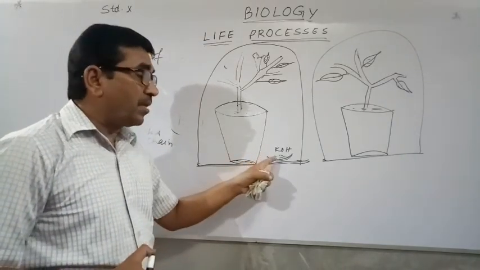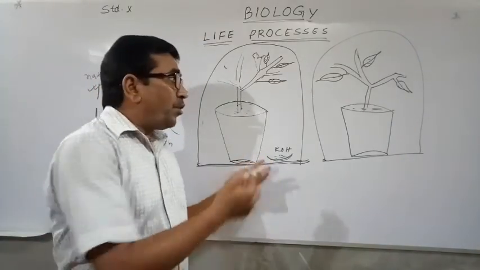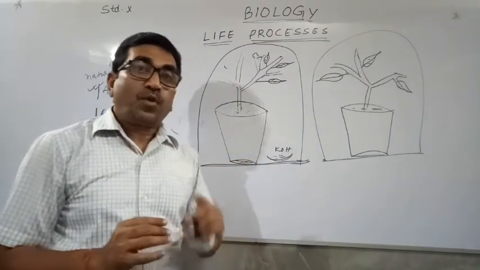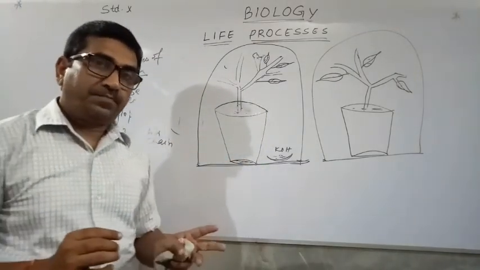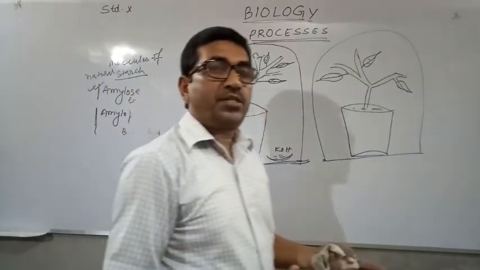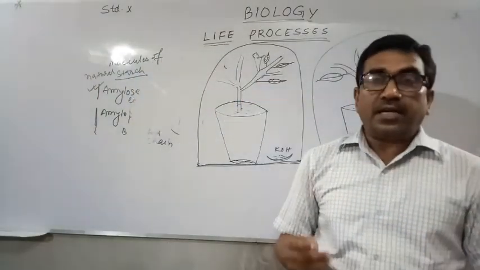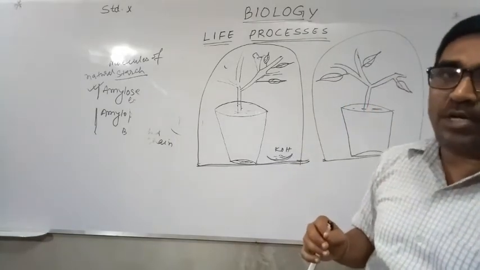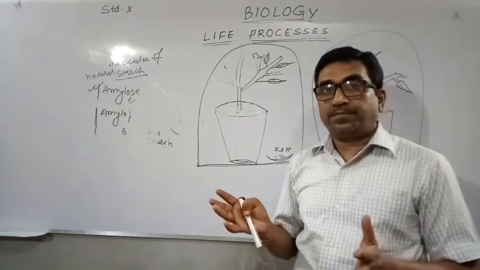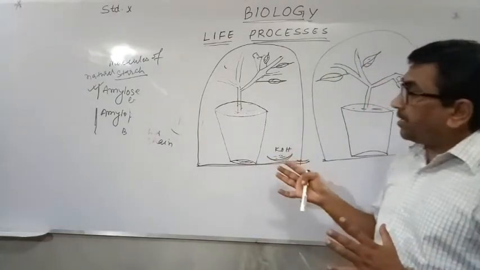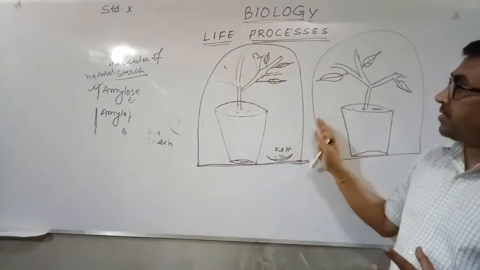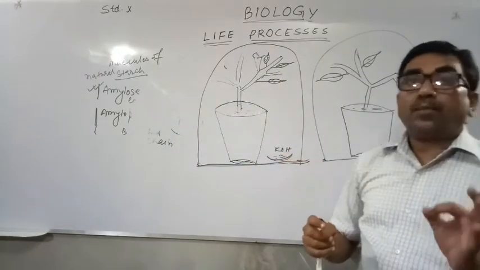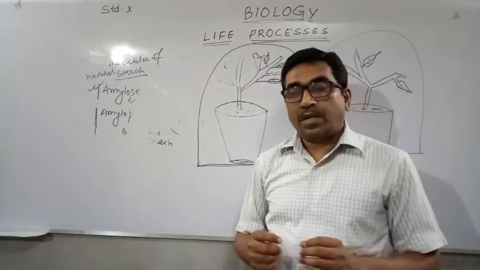Before keeping the potassium hydroxide, we took the plant and kept it in a dark room for 3 days, under the same conditions. We think that during this period whatever starch was present in it has been consumed. Then we keep it in the sunlight, making this apparatus, covering it with the watch glass. In one, we keep the potassium hydroxide.